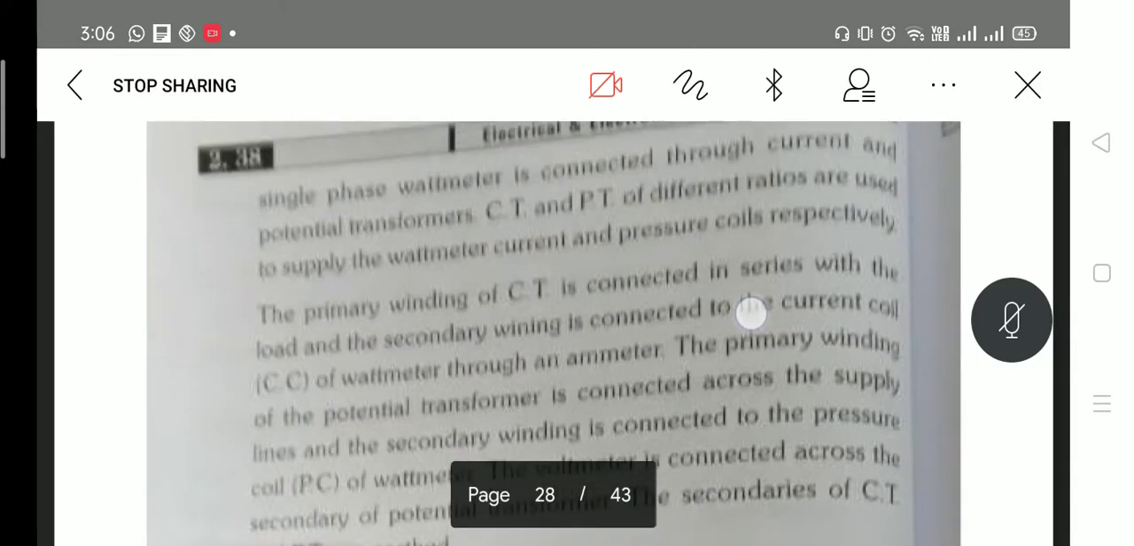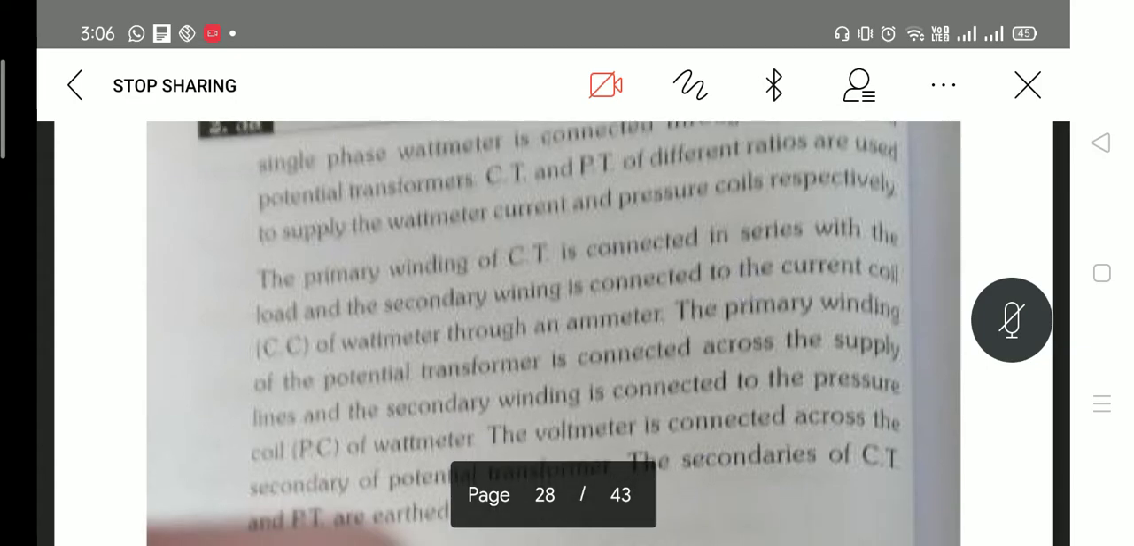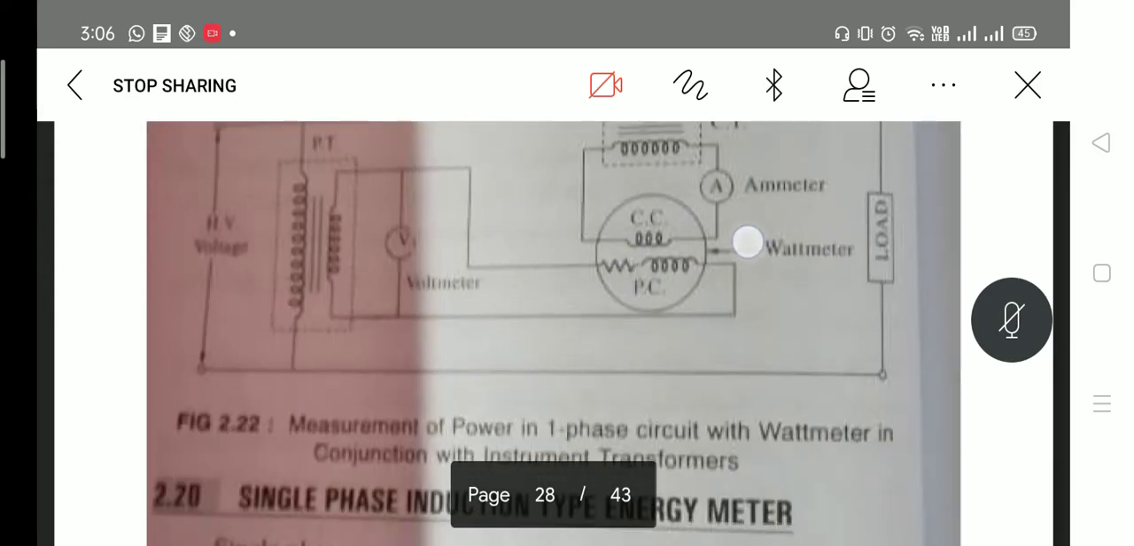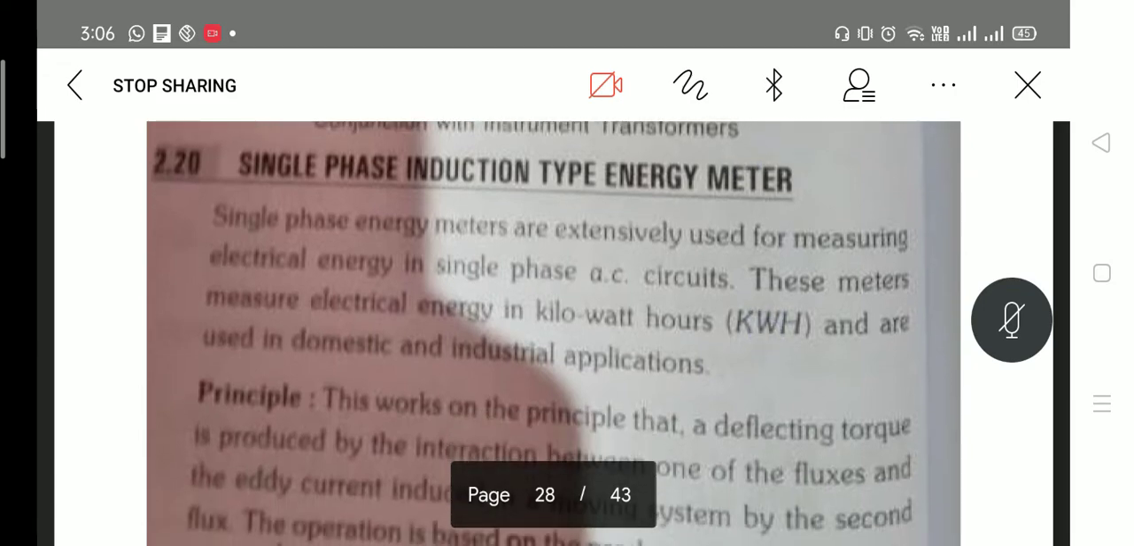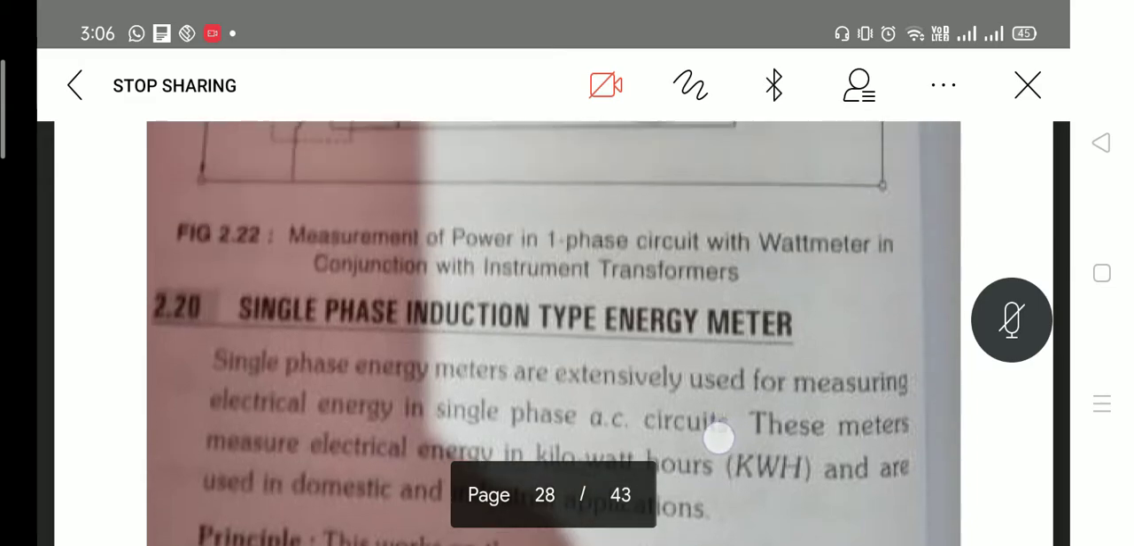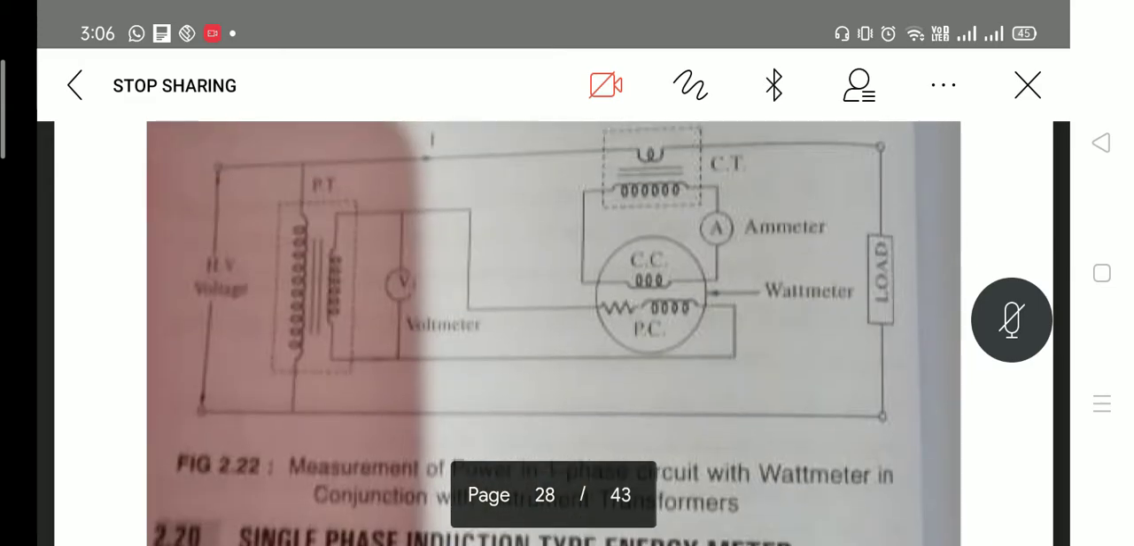You can see the matter is the same for the single phase induction energy meter. Is this clear? The single phase AC circuit wattmeter connection is clear. Just the connection only, how to connect the circuit in a single phase wattmeter. It is clear.